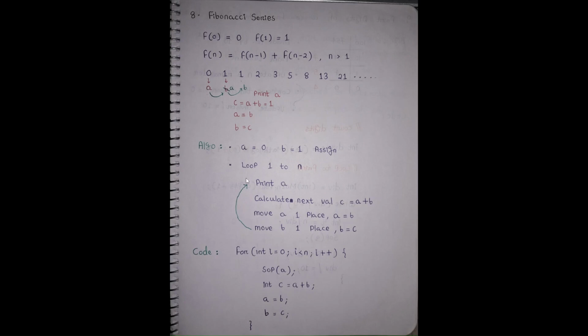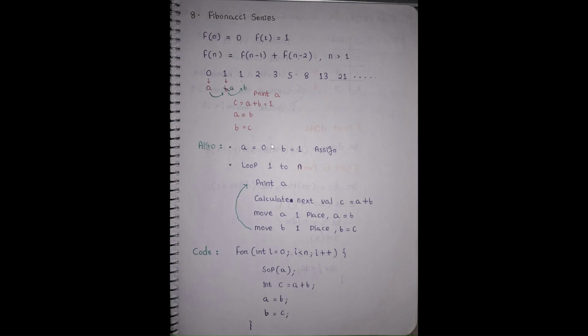So how the loop goes? The loop will be from 1 to n. We have to run the loop from 1 to n times. You can run it from 0 to n minus 1 or 1 to n, but the loop has to run n times exactly, so that we get the nth number, or we can print n number of the Fibonacci series.